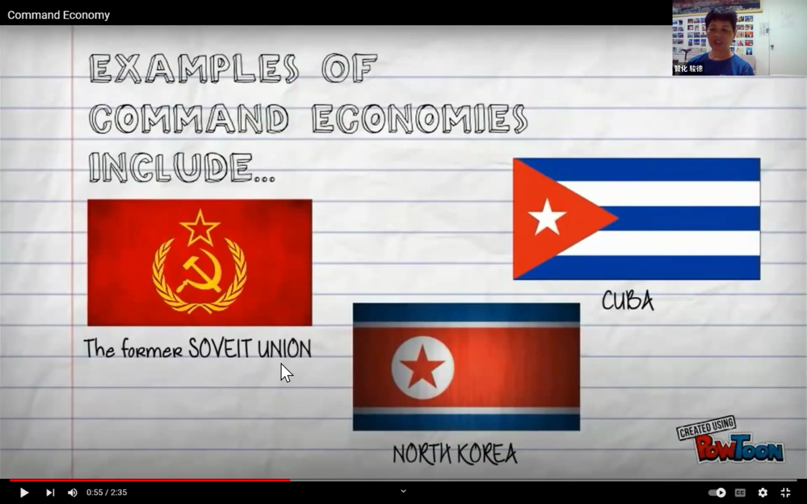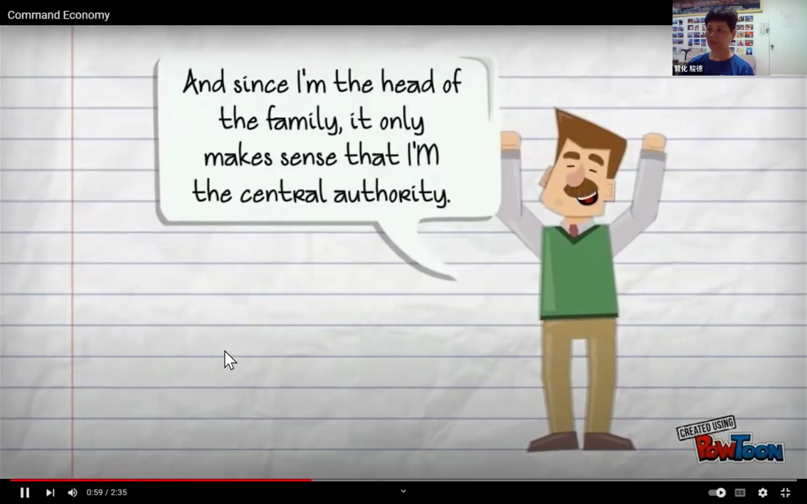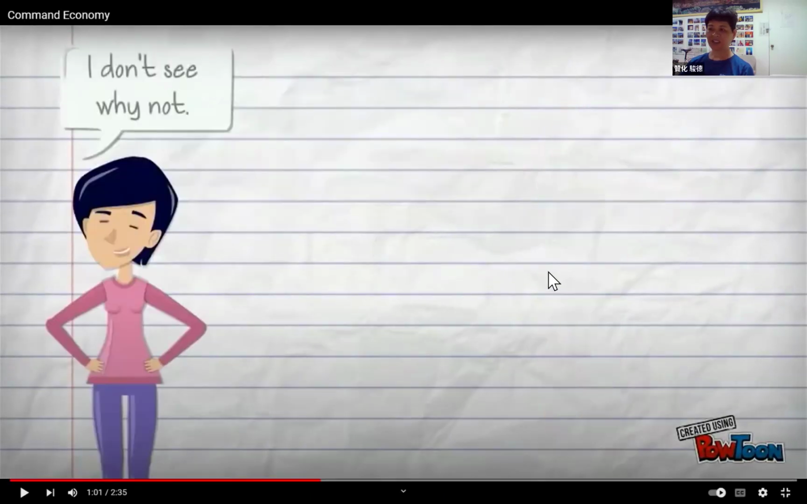The former Soviet Union, 苏联, before Cuba, North Korea. Okay. The dad said he was the head of the family and he made the decision. All right.